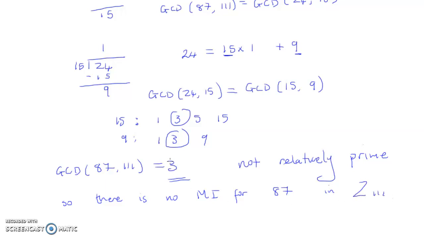And if you wanted to check, you could say, does 3 go into 87? Just as a check that we did the algorithm right. 3 into 87 goes 29 times. And then 3 into 111 goes 37 times. So yes, 3 does go into these two numbers. It is the biggest common divisor. Because it's greater than 1, they're not relatively prime, and there is no multiplicative inverse for 87 in Z111. Thanks.